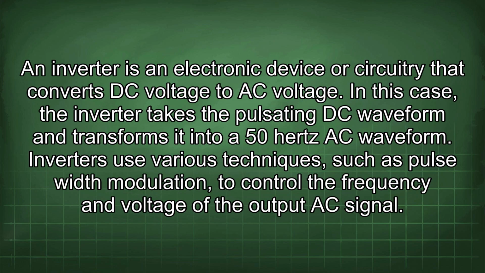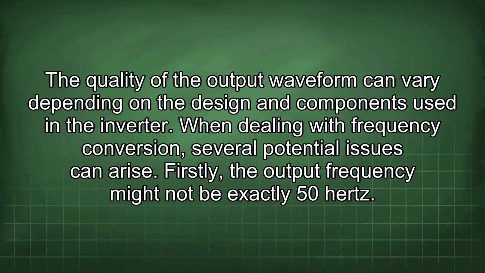An inverter is an electronic device or circuitry that converts DC voltage to AC voltage. In this case, the inverter takes the pulsating DC waveform and transforms it into a 50 Hz AC waveform. Inverters use various techniques, such as pulse width modulation, to control the frequency and voltage of the output AC signal. The quality of the output waveform can vary depending on the design and components used in the inverter.